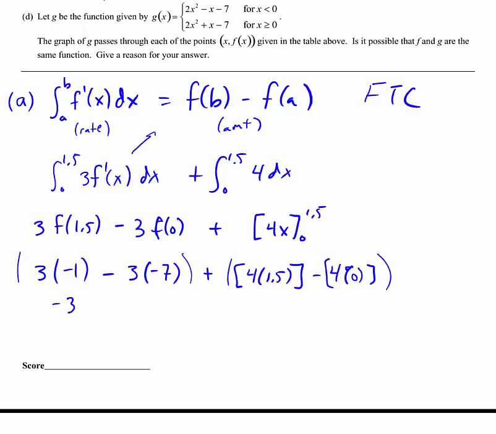So that gives us negative 3 plus 21. And then plus 4 times 1.5 is 6. So that's positive 18 plus 6, which is 24. So that's part A.